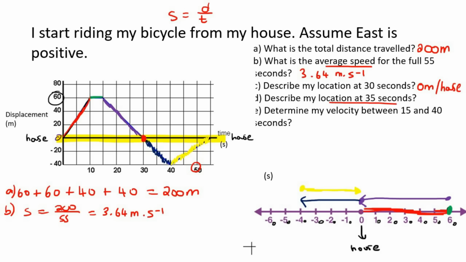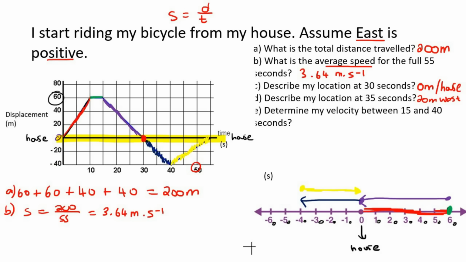Describe my location at 35 seconds. So 35 seconds, here's 35 seconds. Okay, so that's over here. And so if you look on this graph, if you read it off, it's negative 20. That means we are 20 meters west of the house, because they said that east is positive, so all of these are east. And then all of these will be west. So we are 20 meters to the west of the house. It's going to be over here.